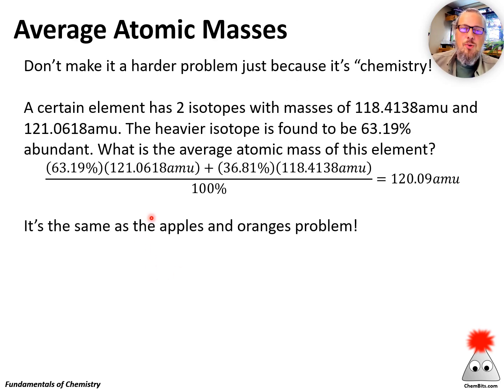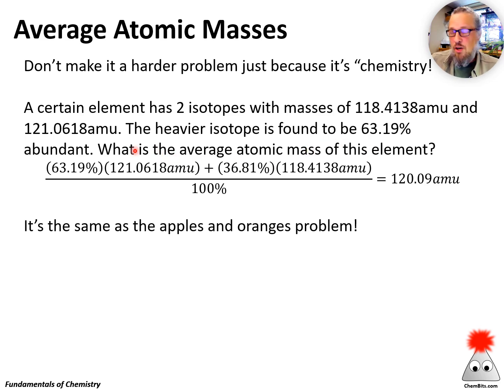What if we make that into a chemistry problem? A certain element has two isotopes that have masses of 118.413 AMU and 121.0618 AMU. The heavier isotope is found to be 63.19% abundant. What's the average atomic mass of this element?